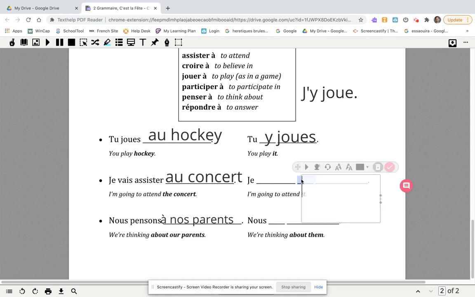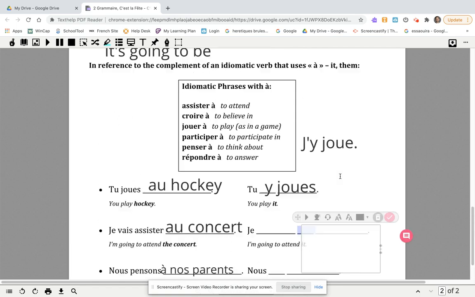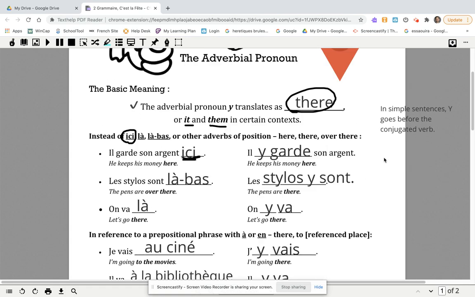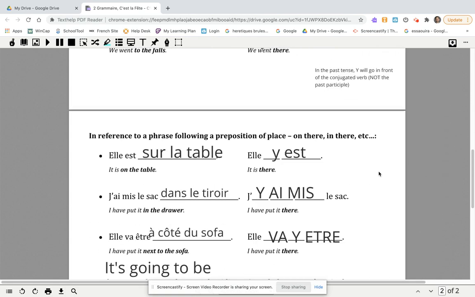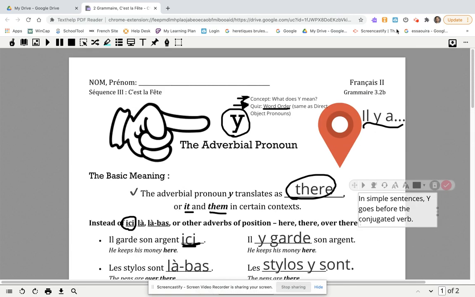D'accord? And that's it. That's all you really need to know for this lesson. It's a quick one. Y is kind of bizarre, especially when you get to jouer, but that's it. D'accord? Review for yourself where y goes in a sentence, and you'll be good. C'est bon? All right.